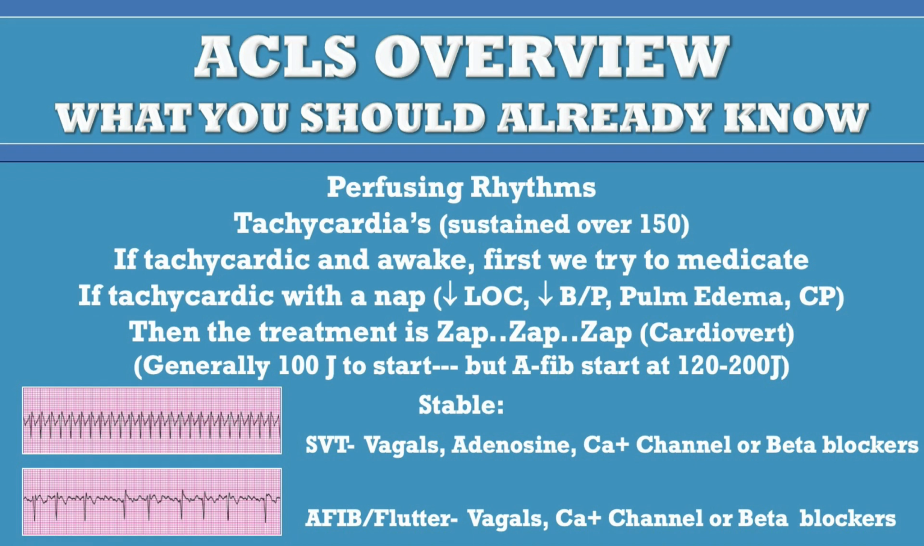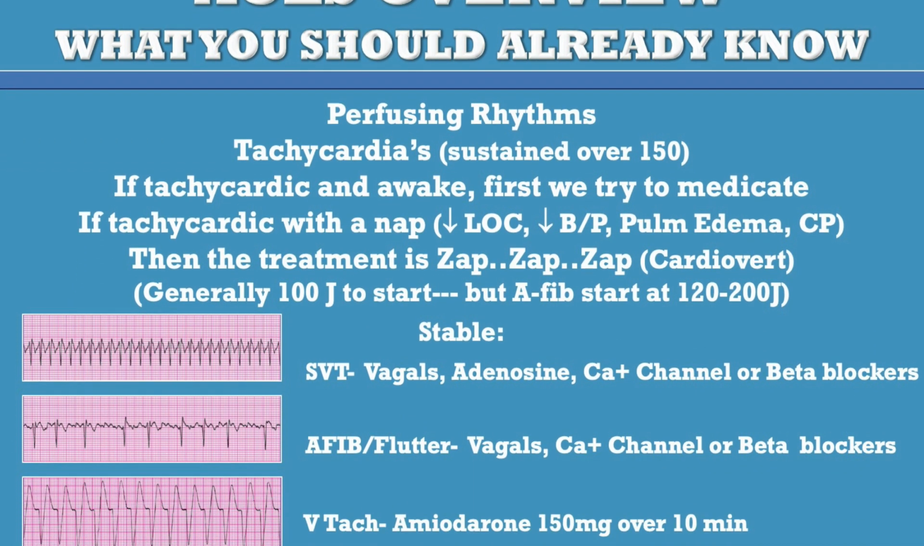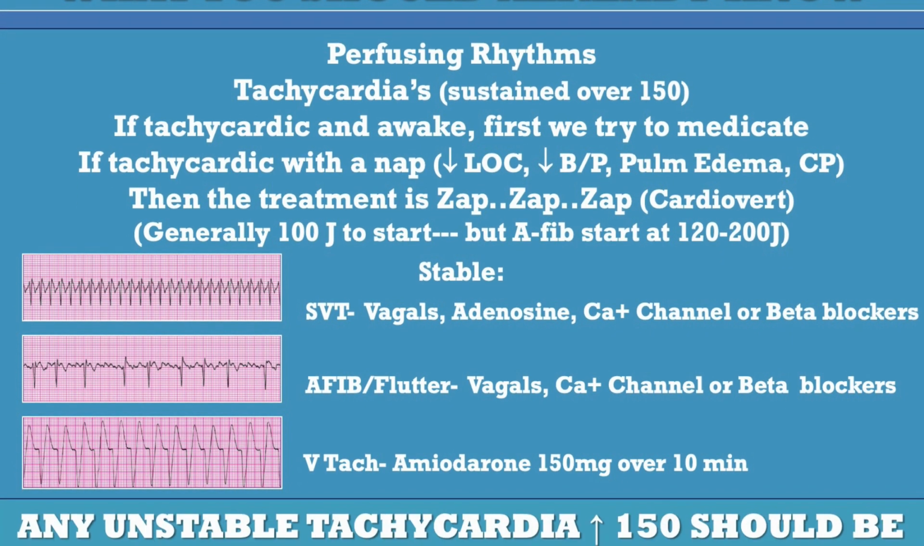So if we look at the stable patients, of the top rhythm of SVT, we could try vagal maneuvers first for them, certainly better than giving them medication if it works. If not, adenosine or calcium channel blockers or beta blockers at the physician's discretion. Remember that if the patient has AFib or A-flutter, adenosine doesn't work. Some people will try vagal maneuvers, though they generally don't work well in these rhythms, but it's not going to hurt to try if the patient's able to. And then we either give a calcium channel blocker or a beta blocker.